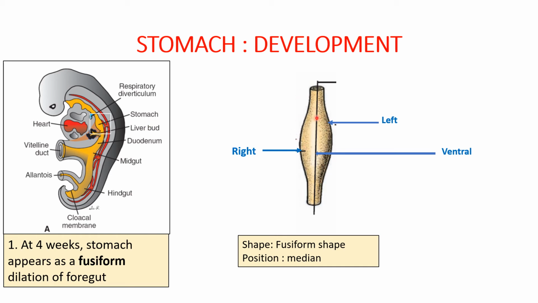In the next picture, you can see the fusiform shape of the stomach, which is there at 4 weeks of development. The shape is fusiform, and what about the position? The position of the stomach is median, in such a way that its cranial and caudal ends are both lying at the median plane, and this fusiform dilatation of the stomach is also at the median plane. In this enlarged view, we can see that the stomach has a left surface, a right surface, a ventral surface, and a dorsal surface.